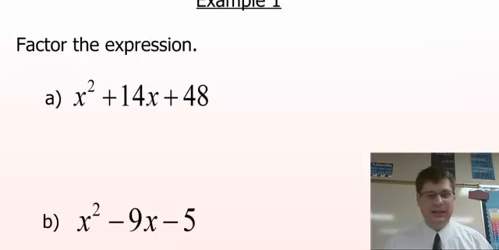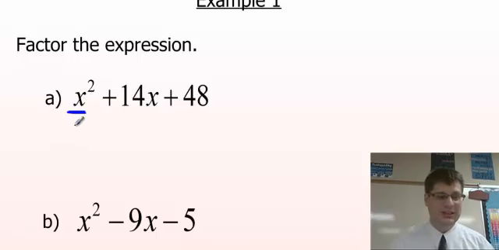So let's see what we have here. Here's how this works. I'm going to look at the first term here, and I'm going to ask myself, what times what gives me x squared? Well, this one's pretty easy. That's just going to be x and x, and I'm going to write it vertically like that. And then I'm going to ask myself, what times what gives me 48? And I can say, well, let's see, 6 and 8.